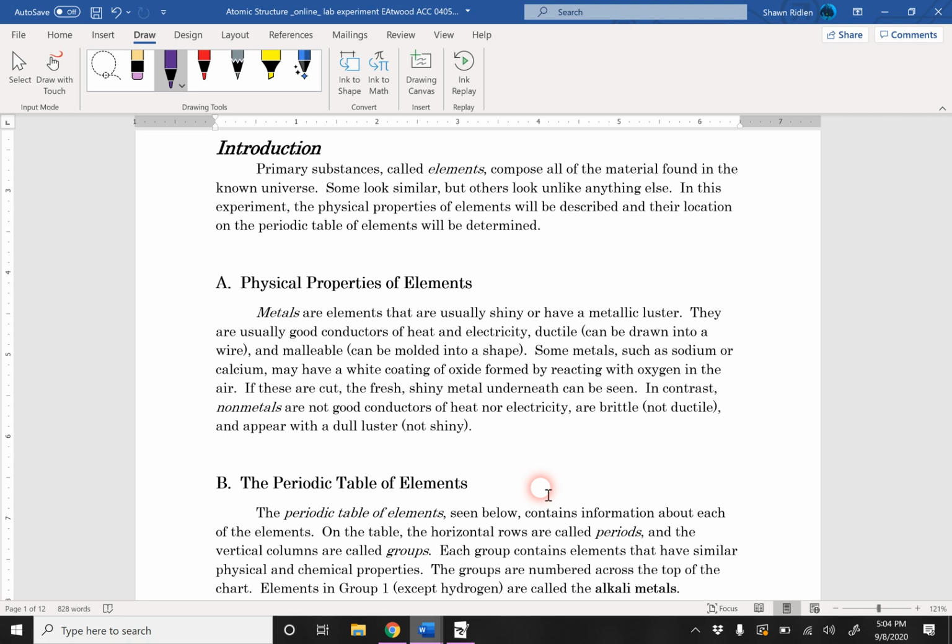So the first section, we have physical properties of the elements. And these are things like its luster, is it shiny or is it dull? Is it a good conductor of electricity and heat? Is it ductile, which means can it be drawn into a wire? So we know that metals are very good at that. Is it malleable, which means can it be molded into a shape? Can I bend and fold it? And then some metals such as sodium and calcium react with air, and just various things like that would be the physical properties of the elements.